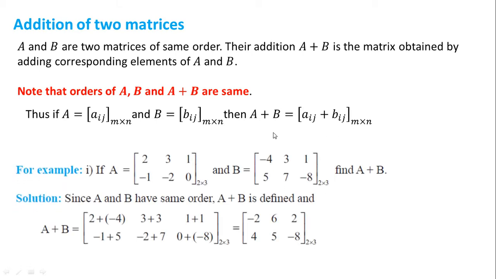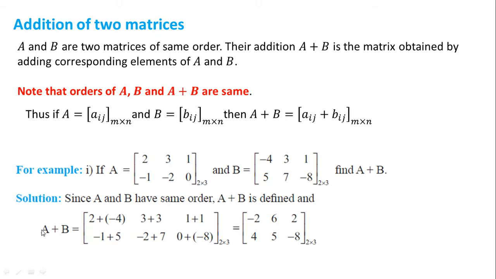Let us take one example here. Two matrices are given. The order of this matrix is 2 by 3, and the order of this matrix is also 2 by 3. The first matrix A and the second matrix B are given, and the question is to find A plus B. In the solution, since A and B have the same order, A plus B is defined. Addition is possible only when the order of the given matrices is the same. So here A plus B is possible.